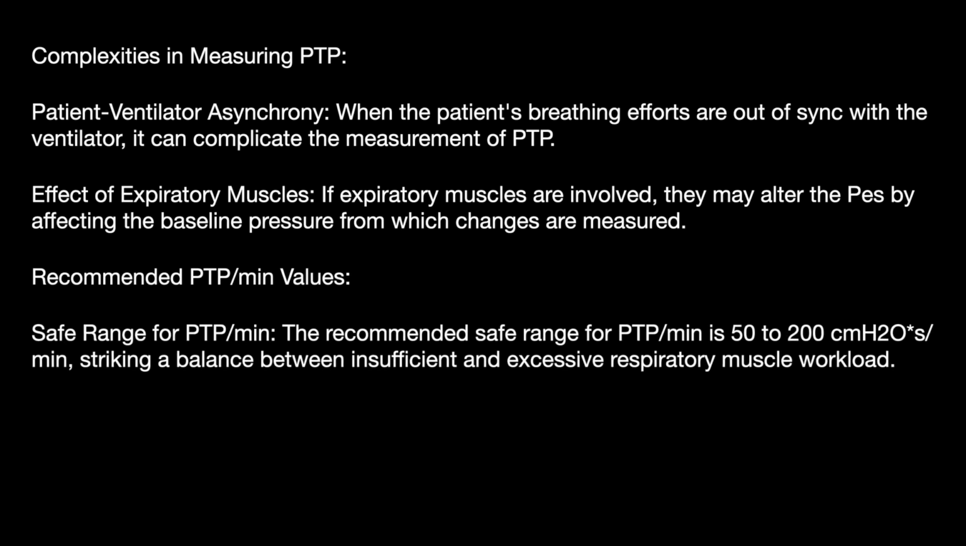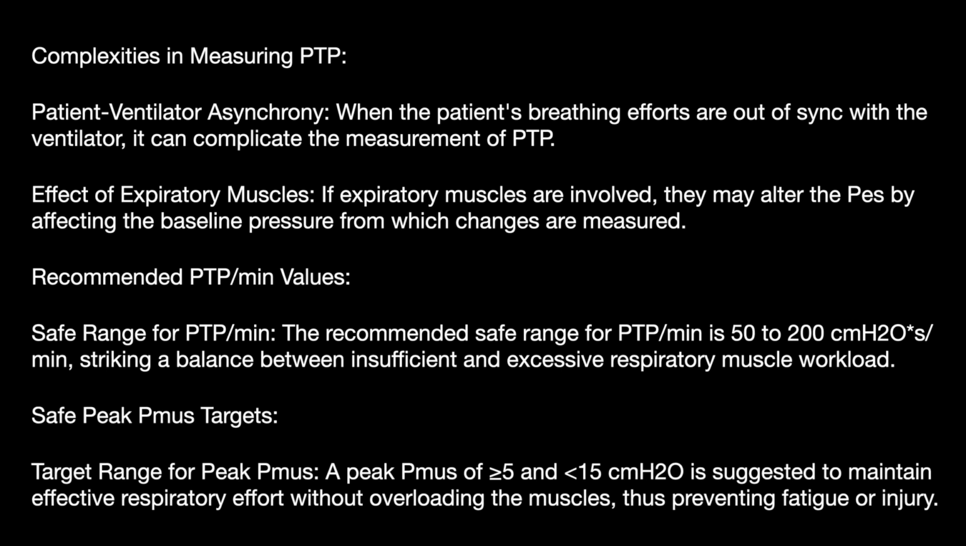So what are the recommendations? The recommended safe range for PTP per minute is 50 to 200 centimeters of water per second per minute, striking a balance between insufficient and excessive respiratory muscle workload. Safe peak PMUS targets: the target range for peak PMUS is more than 5 and less than 15 centimeters of water, and it is suggested to maintain effective respiratory effort without overloading the muscles, preventing fatigue or injury.